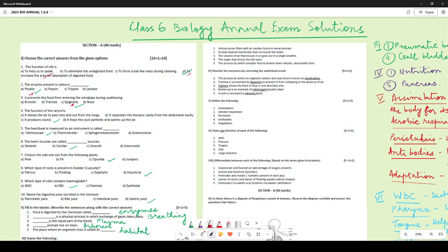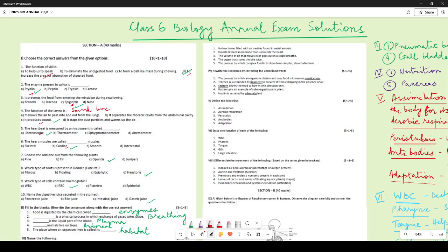The function of larynx is, what is the function of larynx? It produces sound. It is also known as the sound box, right? The heartbeat is measured by an instrument called stethoscope. The heart muscles are also called as cardiac muscles. Choose the odd one out from the following plants: pine, fir, opuntia, juniper. Opuntia is the odd one out.